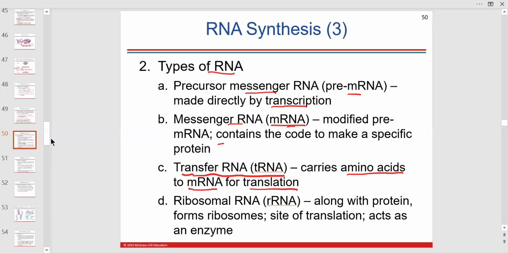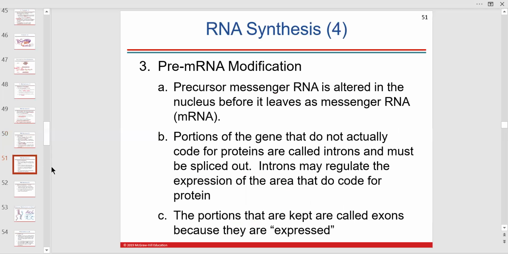A lot of words about proteins, right? Ribosomal RNA is really the ribosome. So the little bit of protein plus the ribosomal RNA forms the ribosome, and that acts as an enzyme, and enzymes are protein, right?